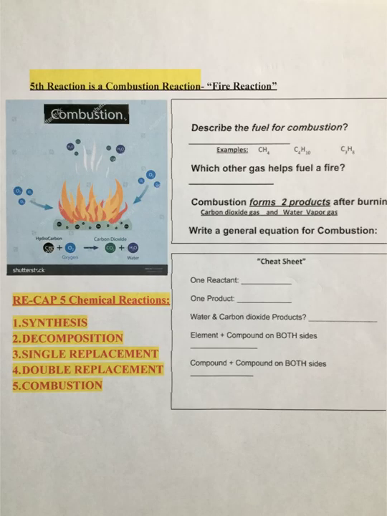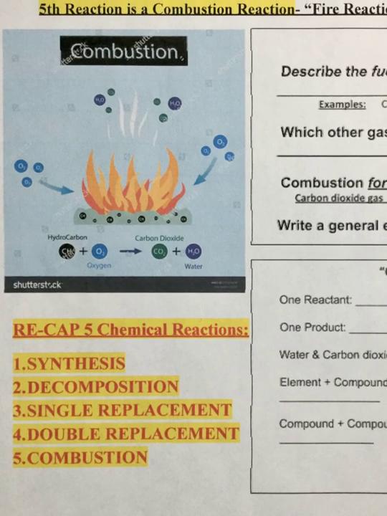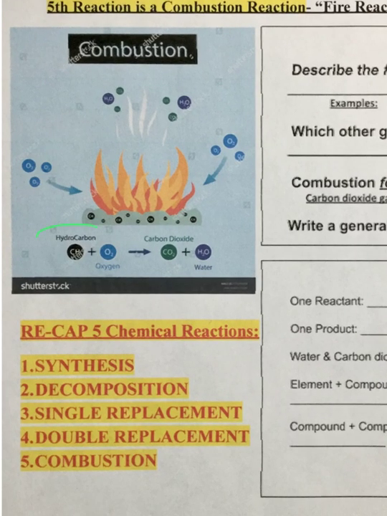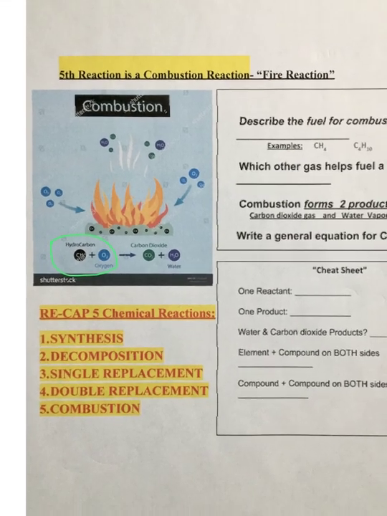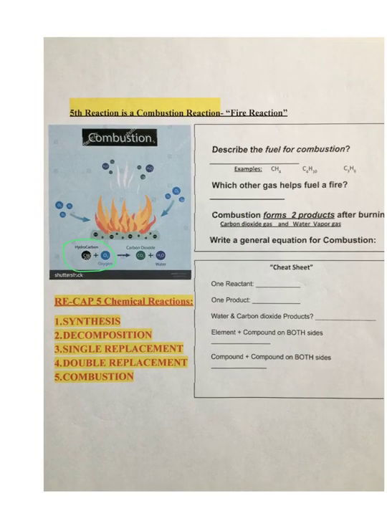The fifth reaction is a combustion reaction. Also sometimes called fire reaction. If there's combustion, there's some sort of flame, fire. So let's look at this picture really quick. The fuel for a combustion reaction is going to be some sort of hydrocarbon and an oxygen. A hydrocarbon is simply a carbon and a hydrogen put together. There can be a lot of different ways that carbon and hydrogen can combine. So when it says describe the fuel for combustion, you just simply need to know it's a hydrocarbon.